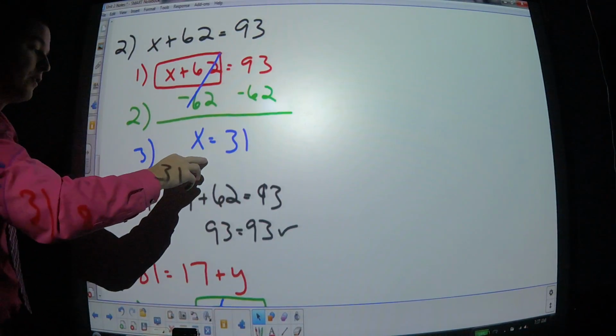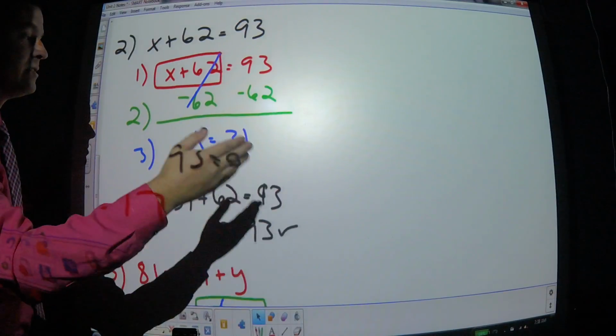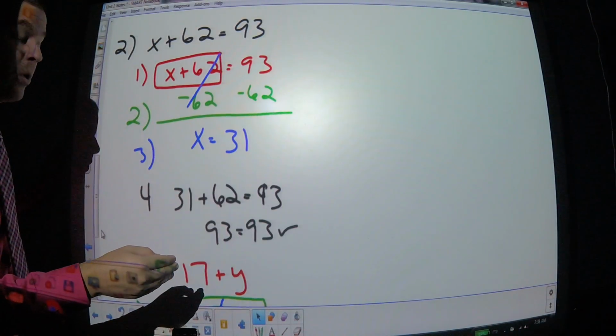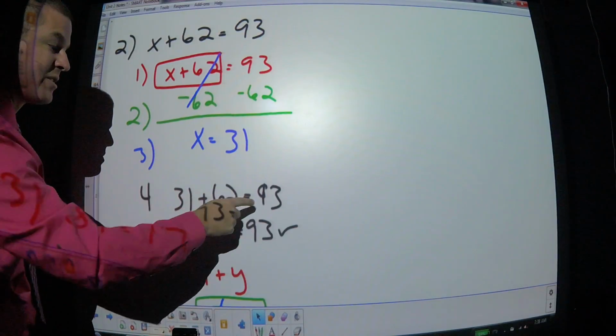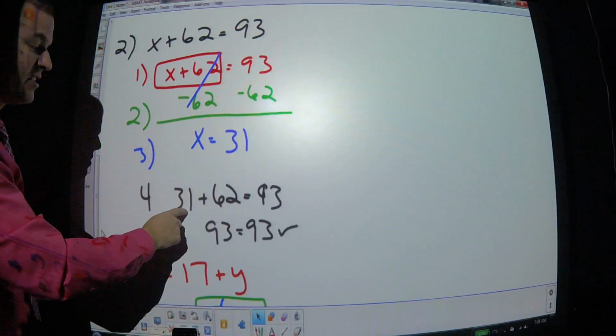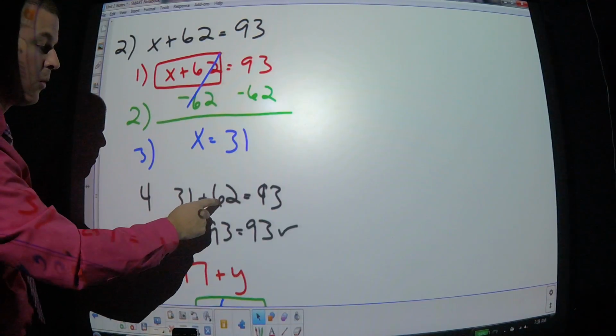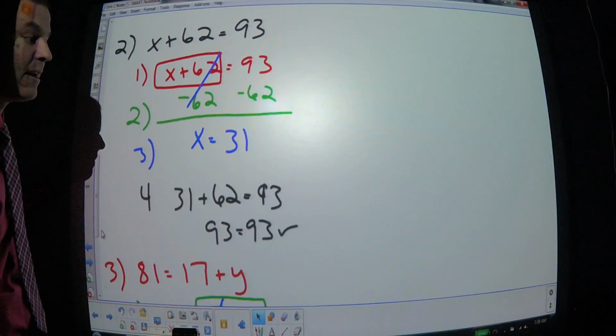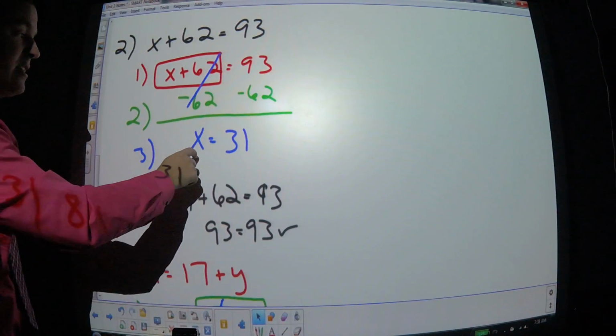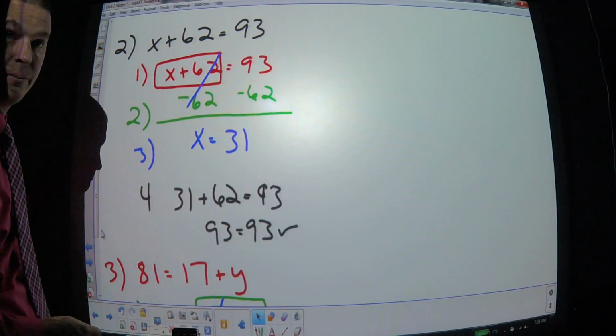Now that we have solved for the variable, we're not done. Remember, you need to substitute back in and check your work. So 31 plus 62 equals 93. Do the actual operation. 31 plus 62 gives me 93. So 93 is equal to 93, so that is our answer. x equals 31 is our answer.